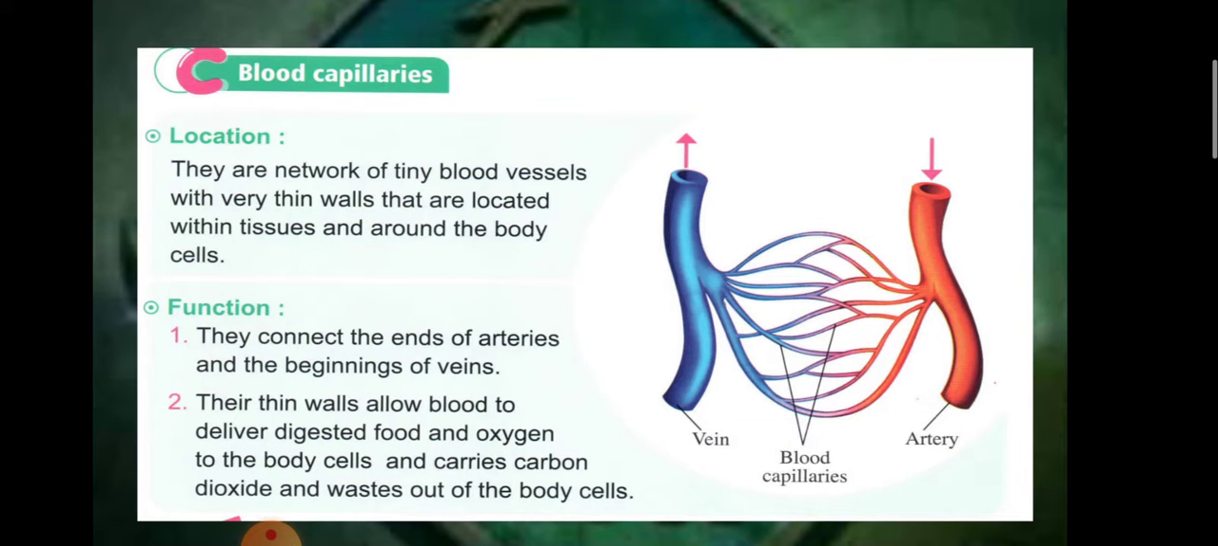So this means that the blood capillaries connect between the end of the arteries and the beginning of the veins. And these blood vessels have a very thin wall. Why must they have a thin wall? To deliver the digested food and oxygen to all the body cells and carry the carbon dioxide and wastes out of the body cells.